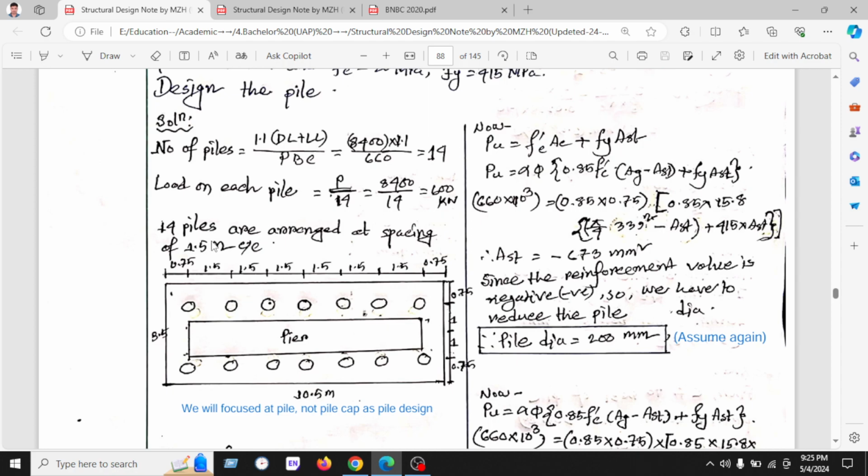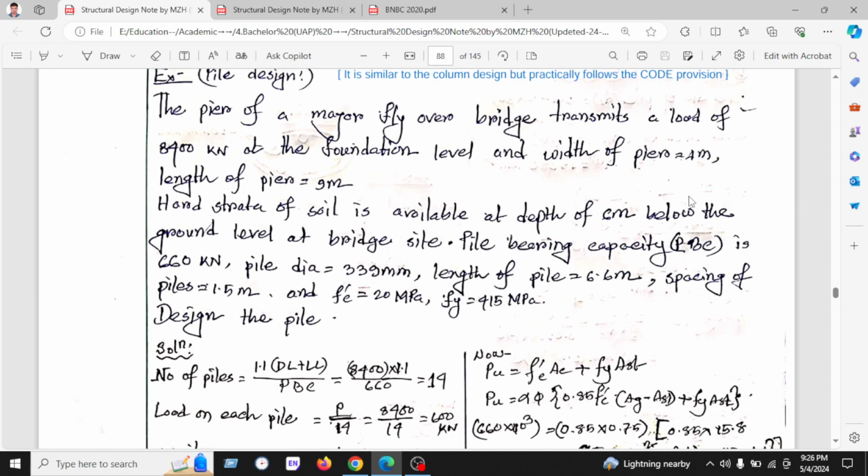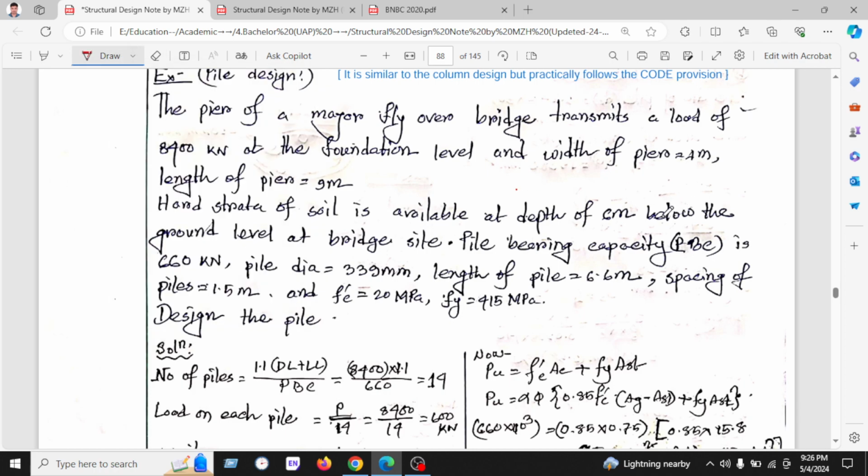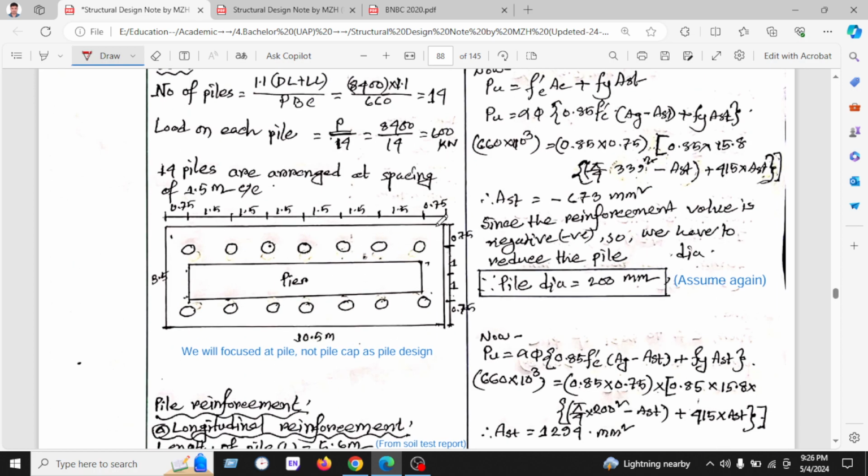So 14 piles are arranged at a spacing of 1.5 meter center to center, as shown in the question, or in the practical field. We have found the width of the pier 1.5 and length of the pier 1.6, and the spacing of piles is 1.5 meter. That's why we have arranged the piles 7 in one direction and 7 in the other direction. So in total we have used 14.